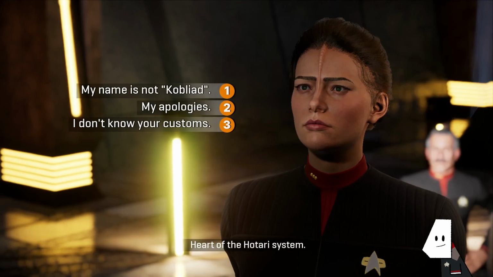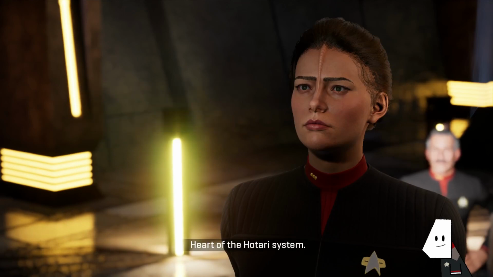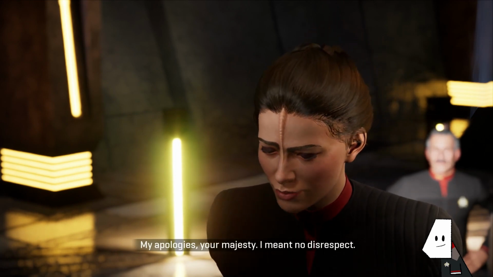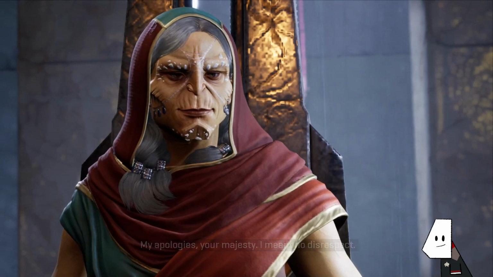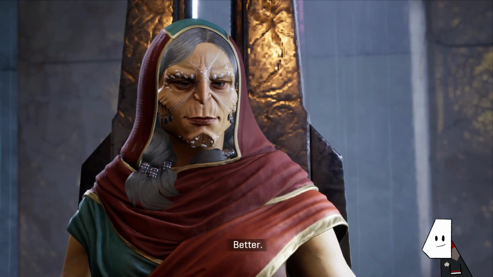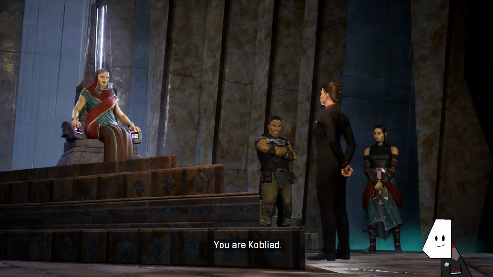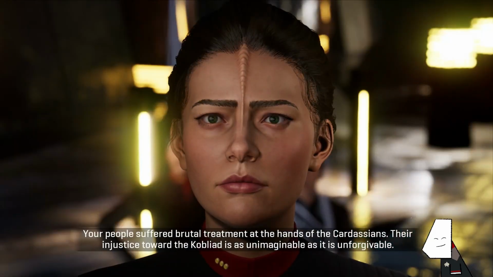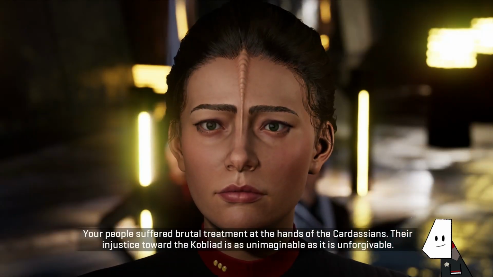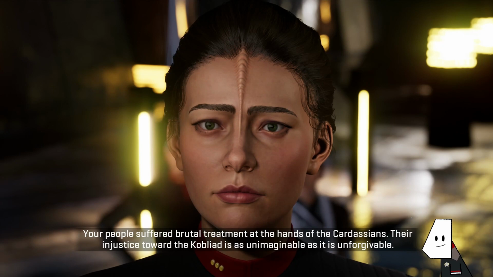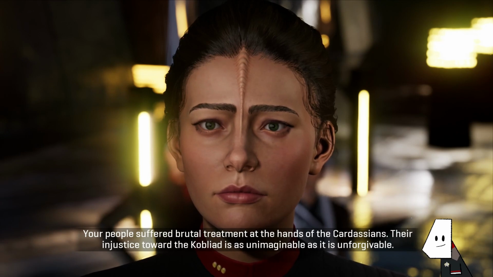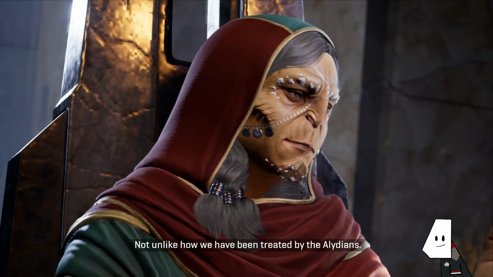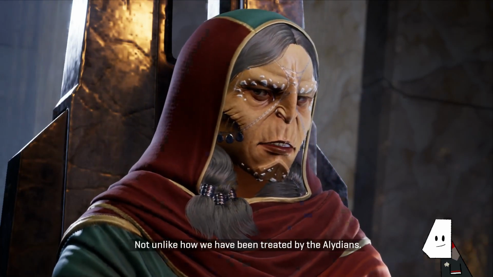Is Hotari Prime the heart of the Hotari system? My apologies, Your Majesty. I meant no disrespect. Better. You are Kobliad. Your people suffered brutal treatment at the hands of the Cardassians. Their injustice towards the Kobliad is as unimaginable as it is unforgivable. Not unlike how we have been treated by the Elydians.